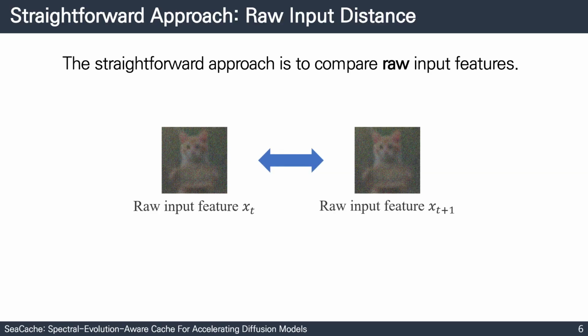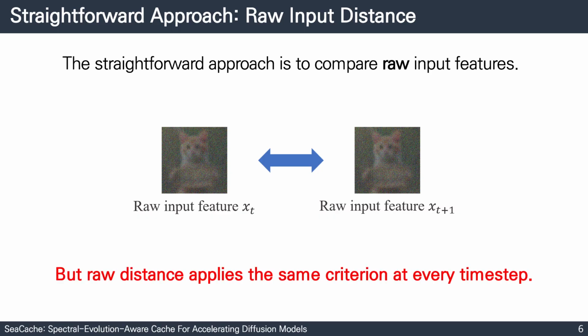A straightforward approach is to directly measure the distance between raw input feature maps. The problem is that raw distance applies the same criterion at every time step, but during the denoising process, the meaning of feature changes can vary across time steps.